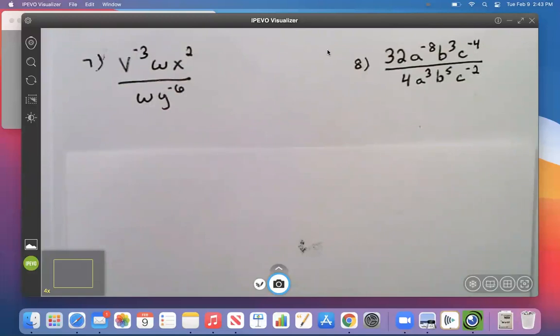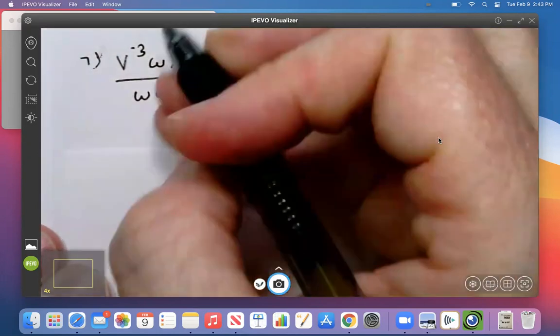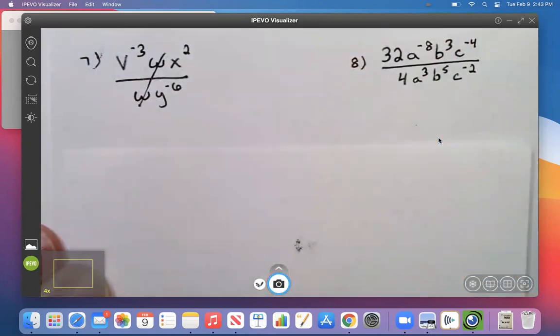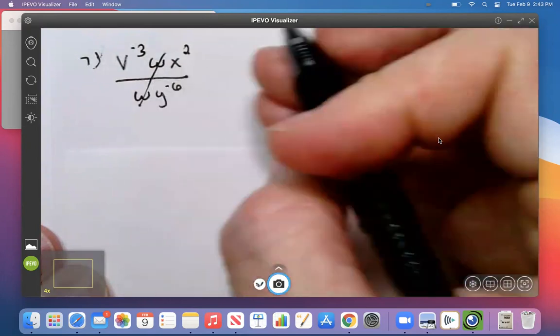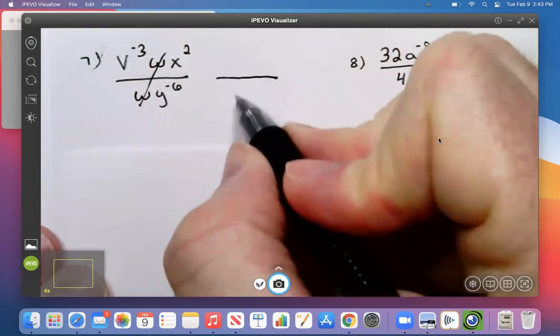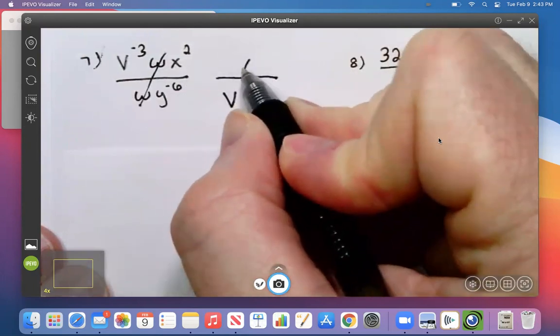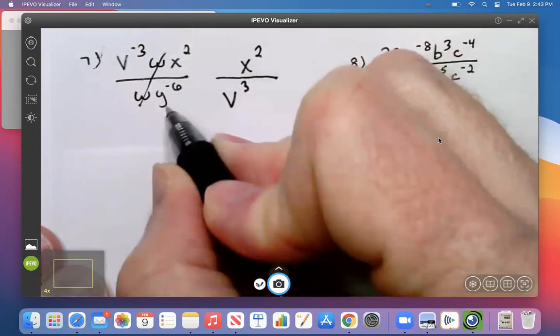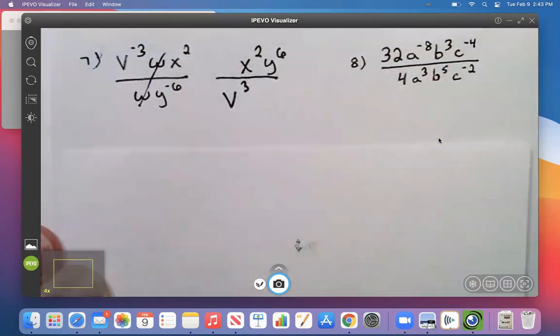On number 7, 1 minus 1 is 0. My w's cancel out. Alphabetical order: P, Q, R, S, T, U, V, W, X, Y, Z. So V comes first. On the bottom, I take that negative 3, I move it down. The X stays up top because it's already positive. I move the Y up top to make it positive. My answer is x squared y to the 6th over v cubed.